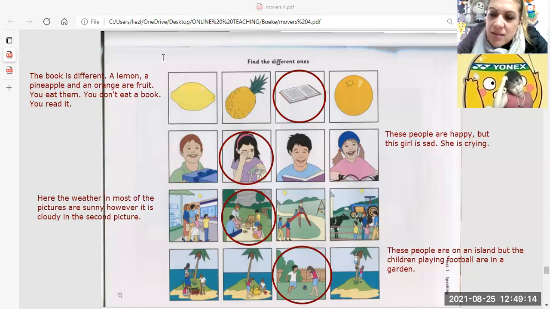The book is different. A lemon, a pineapple, and an orange are fruits. You eat them, you don't. It's a book. You read it. Good. These people are happy, but this girl is sad. She is crying.